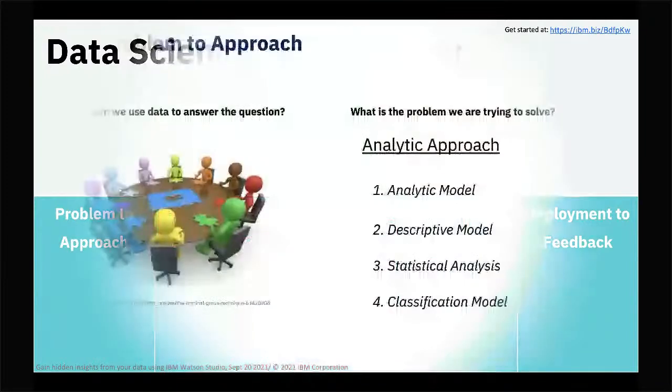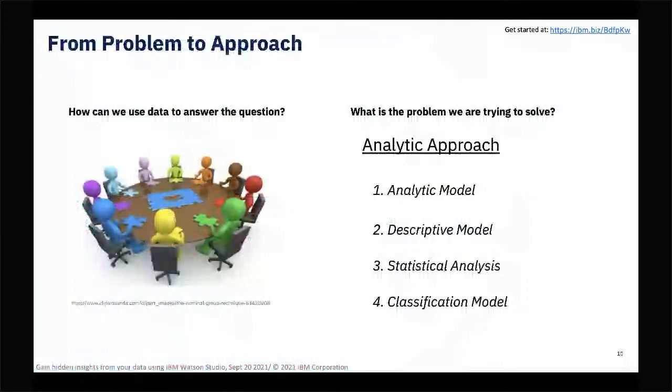So the first step we have is from problem to approach. What does that mean? With this method, we are trying to get a better understanding of the problem. We are basically trying to answer the question of what the problem is that we are trying to solve. So in other words, we are basically just seeking clarification on the problem. Once the understanding of what the problem is has been established, we can then answer the question of how we can use data to answer this question. And for that, we need to choose an analytical approach to identify what types of patterns we will be needing in order to address the question.